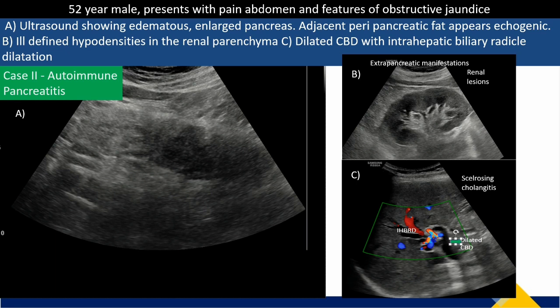52-year-old male presents with pain abdomen and features of obstructive jaundice. In the first image, we can see edematous and enlarged pancreas. The surrounding fat is echogenic, suggestive of inflammation. In the second image, there are ill-defined hypoechoic lesions in the renal parenchyma. In the third image, there is dilatation of the CBD with intrahepatic biliary radical dilatation.